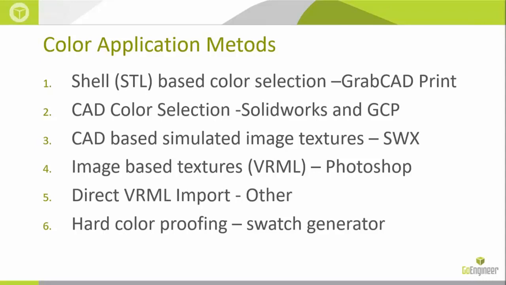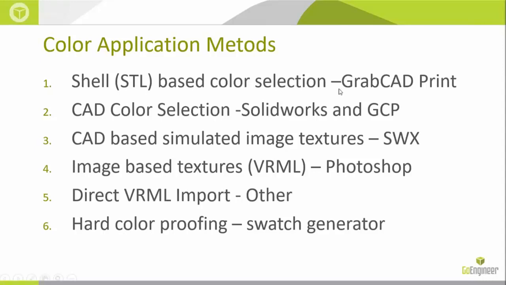And then last, we're going to look at an approach for hard color proofing using the Stratasys swatch generator tool. Color proofing is where we have a color in mind, we have a look in mind, and what we're really trying to do is match the output of the printer to whatever pre-specified color sample we might have in hand or some other master proof that we're going to try to get as close as we possibly can to.